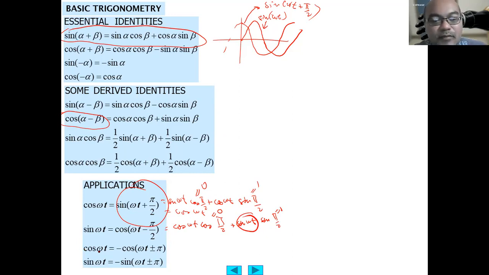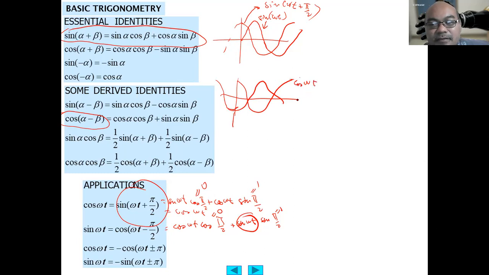Then cosine omega t equals negative cosine omega t plus or minus pi. When cosine omega t is lagging or leading by pi, we draw it again. This is cosine omega t. If it is leading by pi, we will have this wave. So this is cosine omega t.